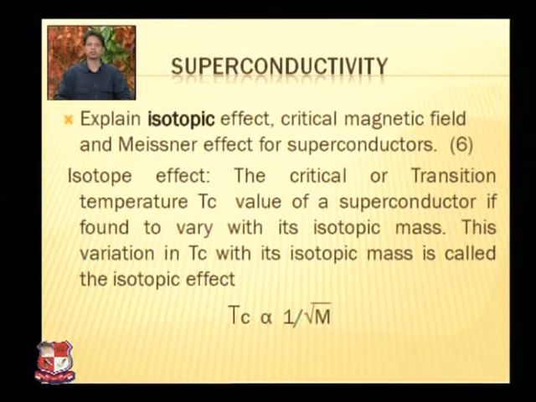From this relation we can know that the isotopic mass is inversely proportional to the critical temperature of a superconductor. Now let us read the definition. If all the 3 points are asked in 6 marks, you have to define them properly.